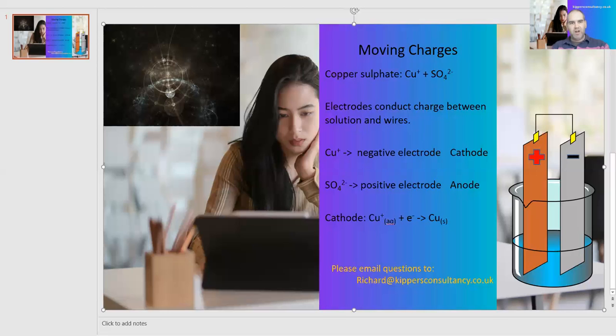The sulfate ions that are negatively charged are attracted to the positive electrode, which is called the anode. Therefore, the negative ions are called anions because they're attracted to the positive anode. The chemical reaction that takes place at the anode is slightly more complicated, and we will not be mentioning it in this video.